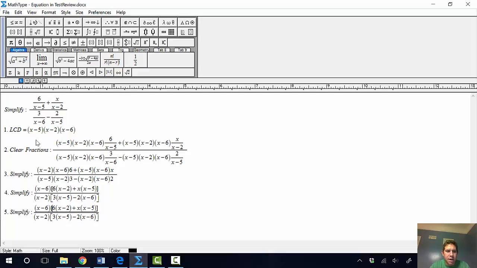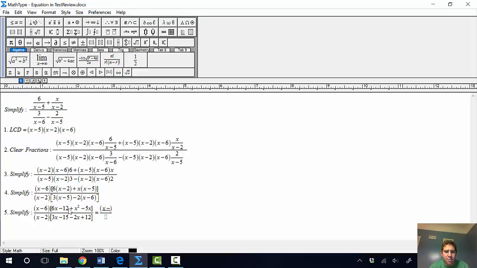Distribute the inside. I will get 6x minus 12 plus x squared minus 5x. And on the bottom, when I distribute out the bottom, I will get 3x minus 15. Watch out for that negative 2. When I distribute the negative 2, I will get negative 2x plus 12. Simplify a little bit more. I'm going to put an equals there and just simplify this way.